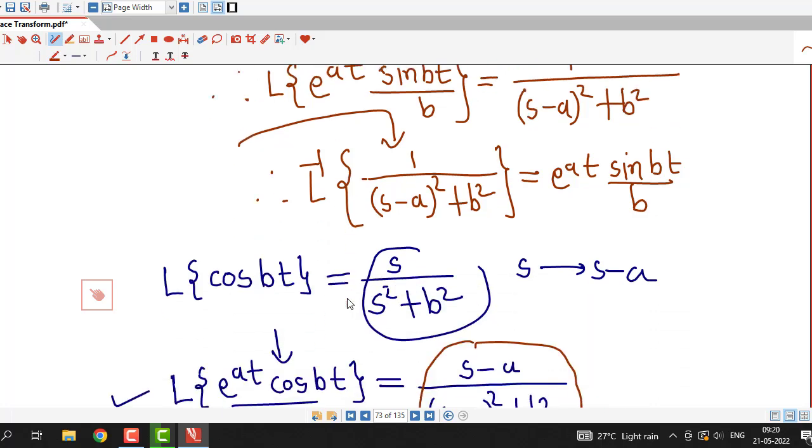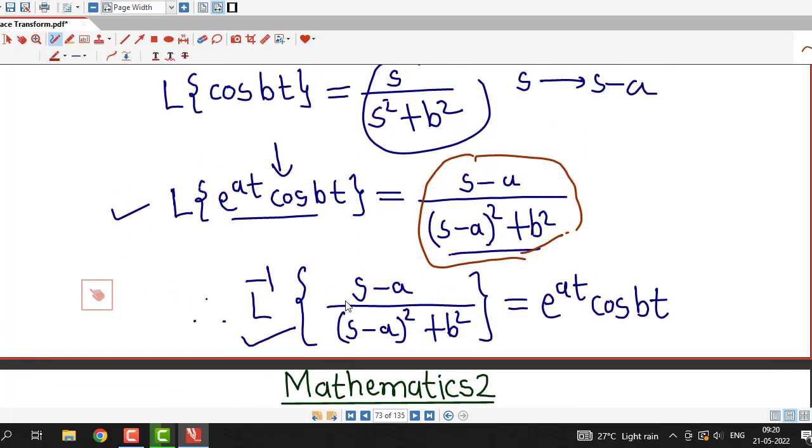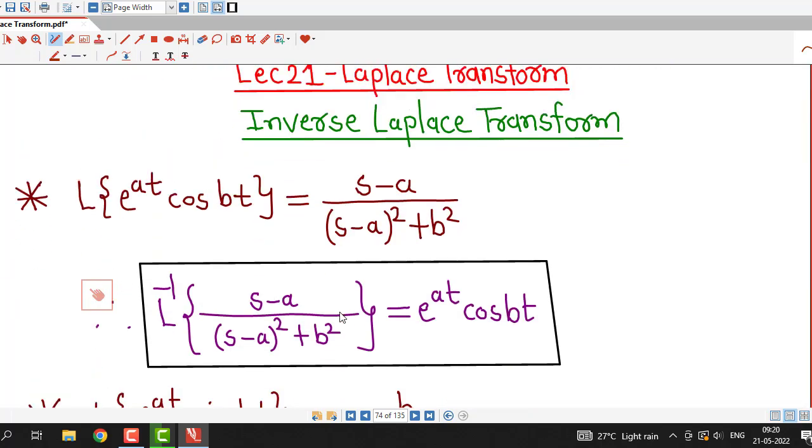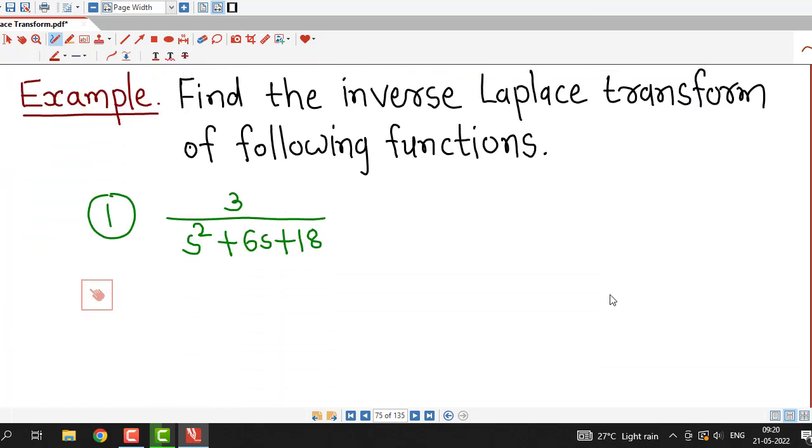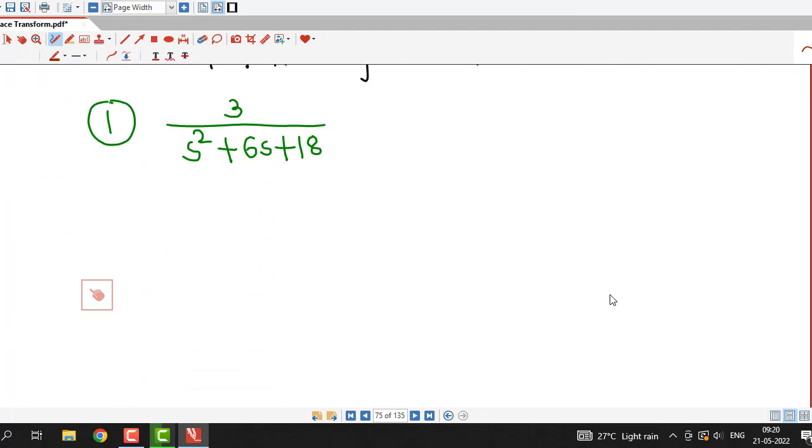So in this lecture we will discuss some examples related to these two formulas, and here I have written these two formulas which I just discussed. Okay, fine. So we find out inverse Laplace transform of these functions.